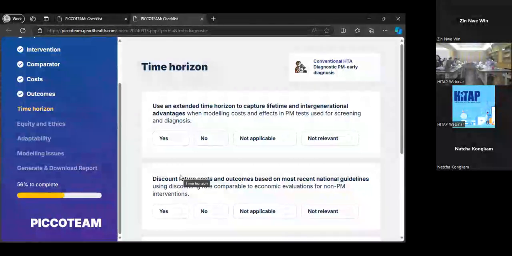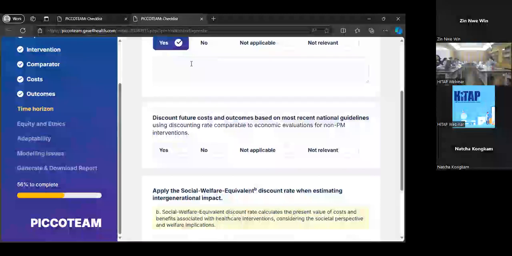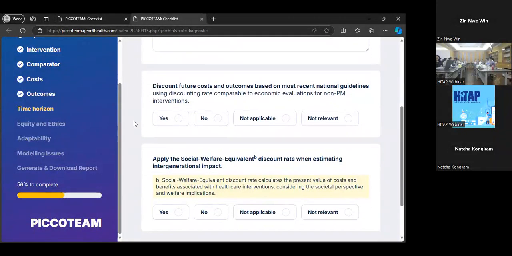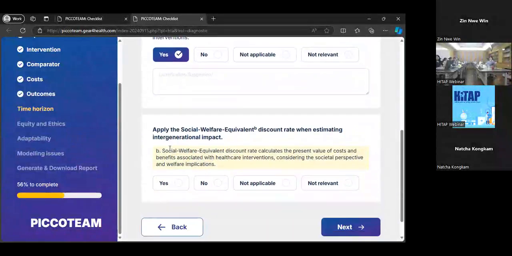And even when feasible, we should harness the intergenerational advantages of genetic tests. Yes. So here we use a lifetime horizon. You can specify what you want to do. We use a lifetime horizon and discount future costs and outcomes using the most recent national guidelines, consistent with other generic reference cases.